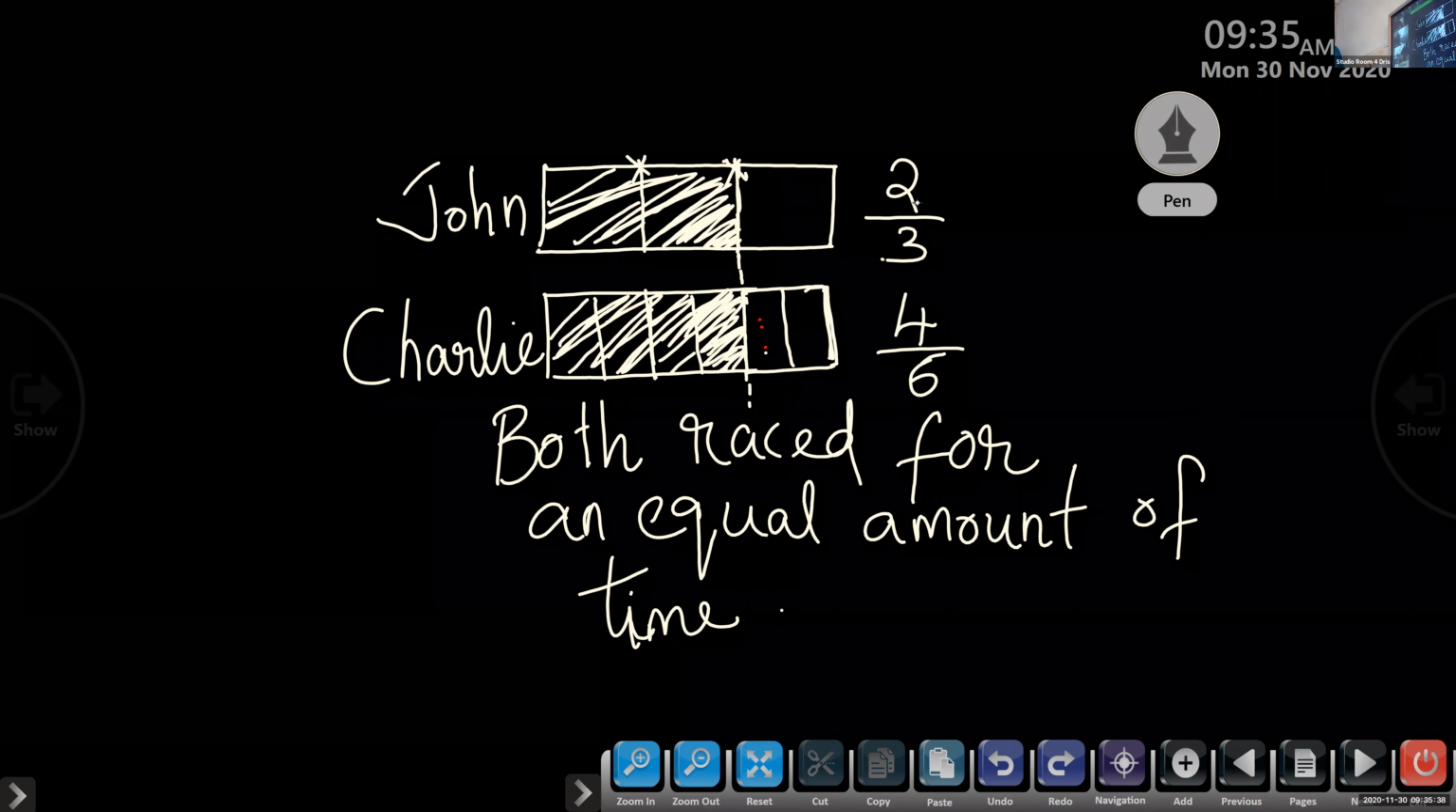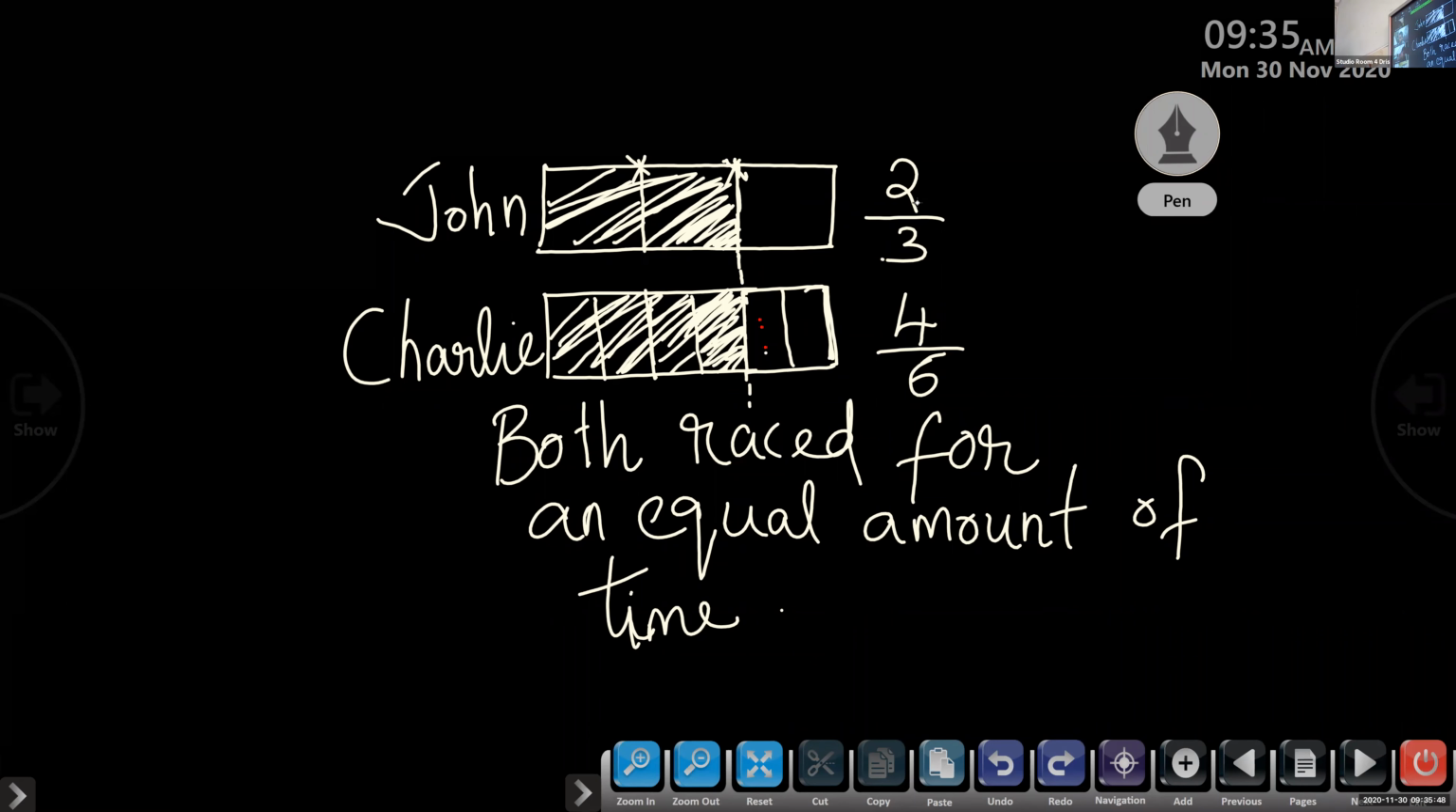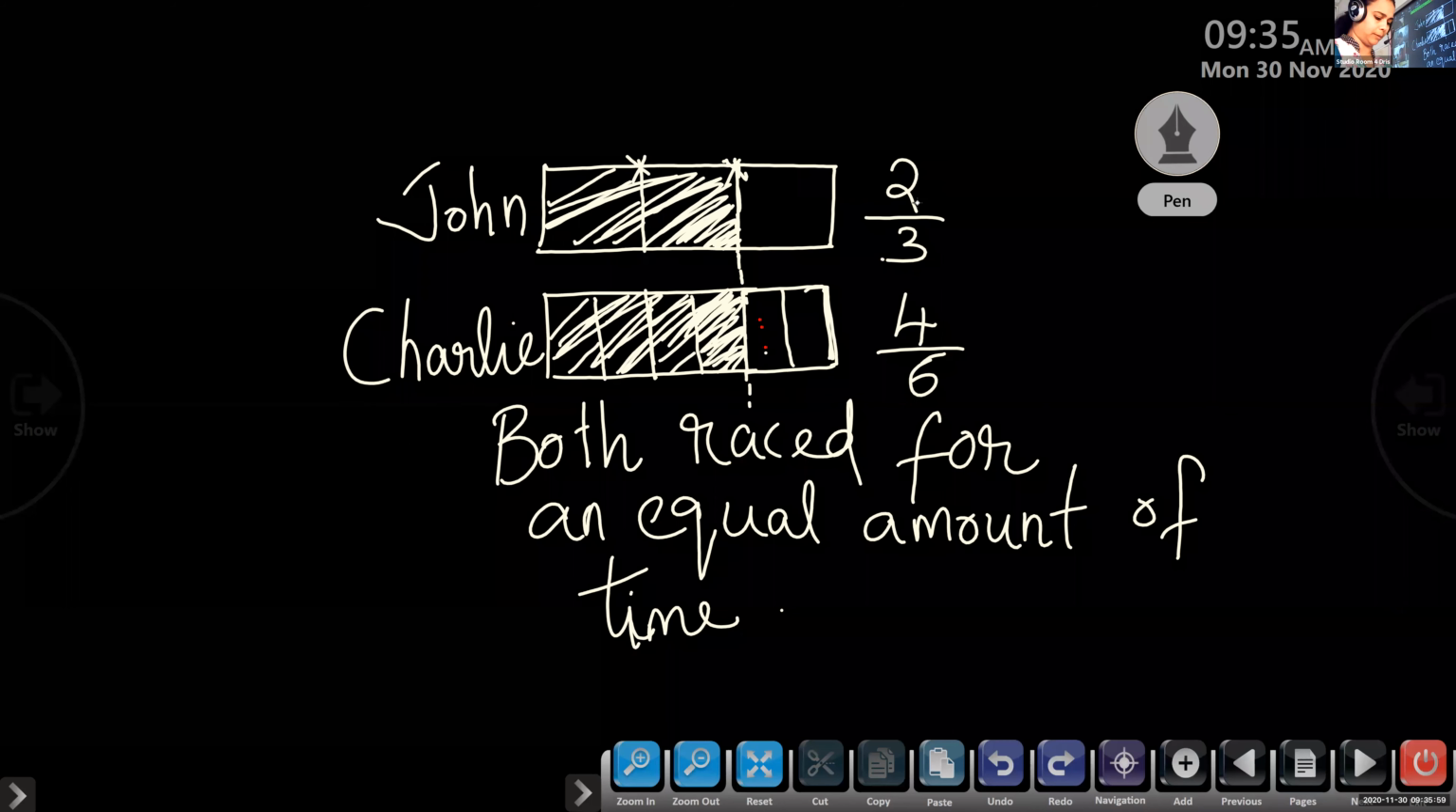Children, write fast. John, you can shade that is 2 by 3. Charlie, that is 4 by 6. So you can see from the picture itself, both are the same. Both raised for the same amount of time. So in the last sentence, both raised for an equal amount of time.